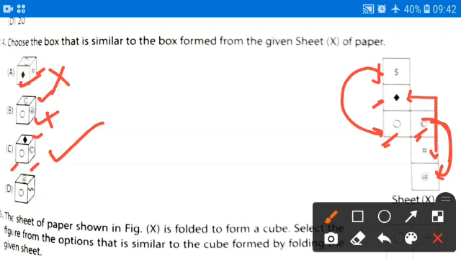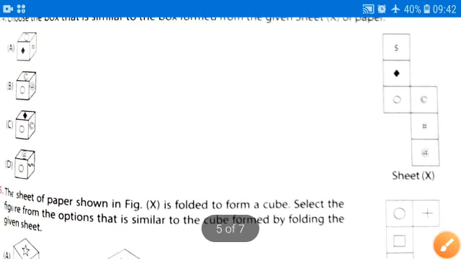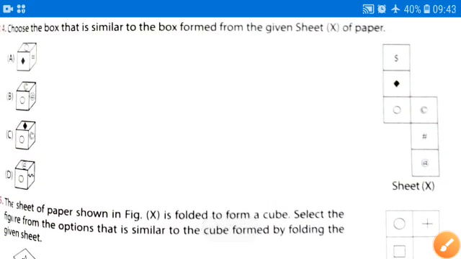Now check the last option, option D. See, this circle and this dollar are opposite. Here they are shown adjacent, so it is wrong. So option C will be our correct answer for the given question. Next question we will solve in the next video.